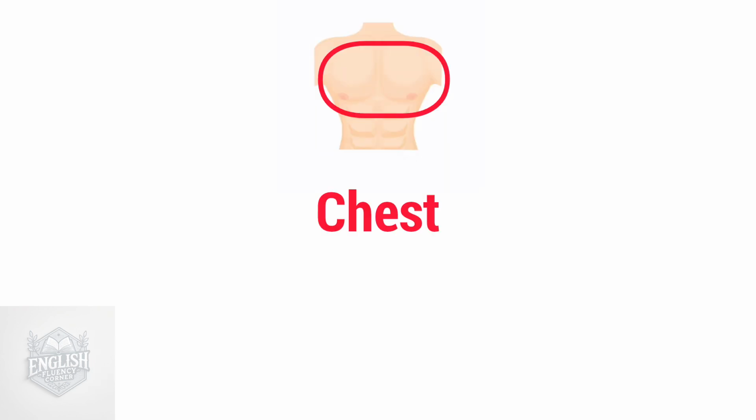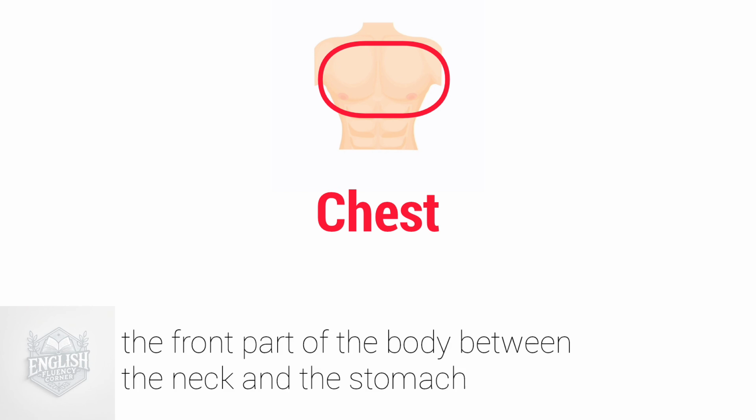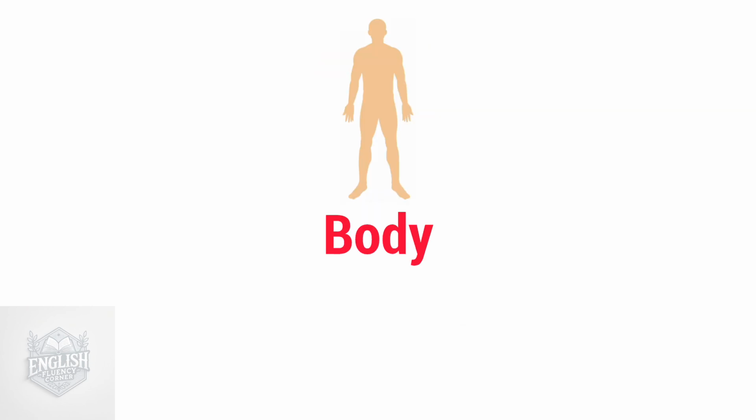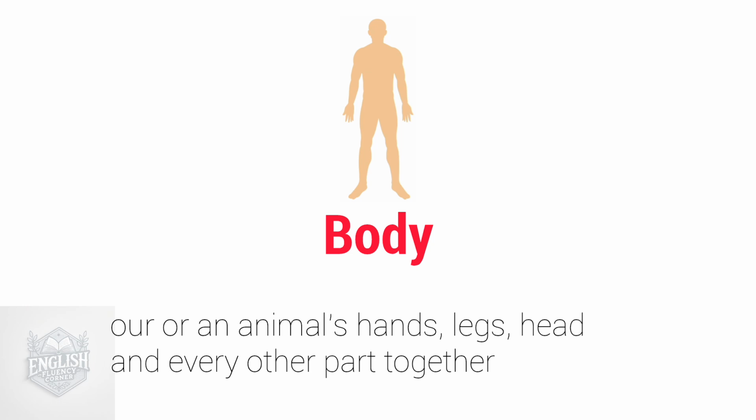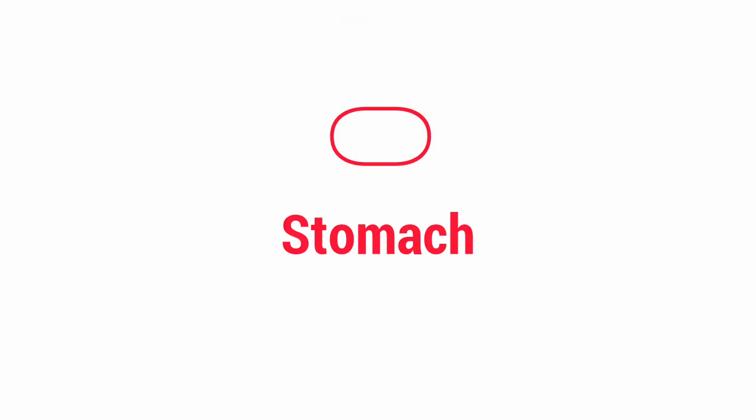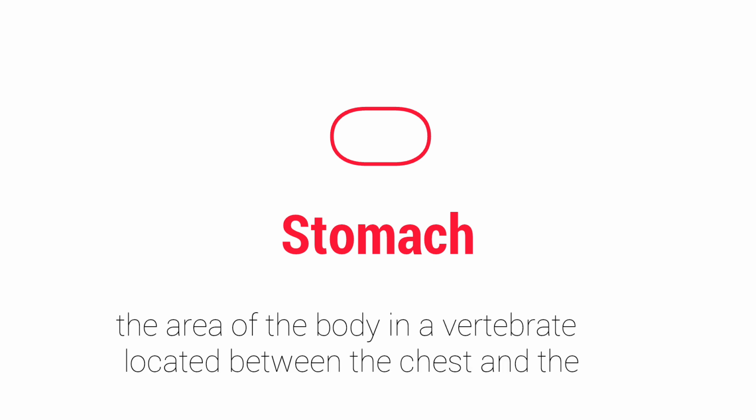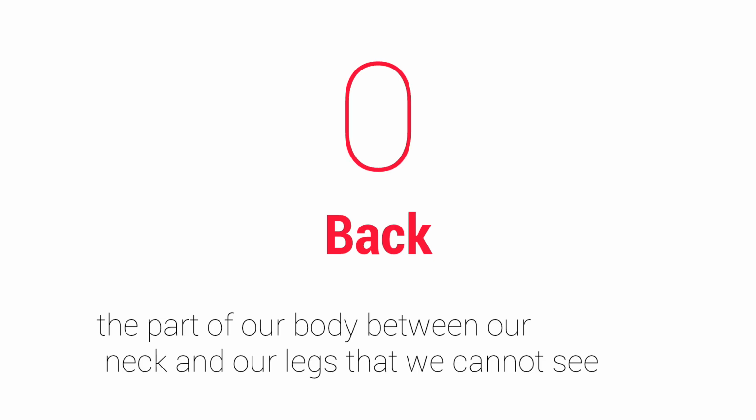Chest. The front part of the body between the neck and the stomach. Body. Our or an animal's hands, legs, head, and every other part together. Stomach. The area of the body in a vertebrate located between the chest and the hips. Back. The part of our body between our neck and our legs that we cannot see.